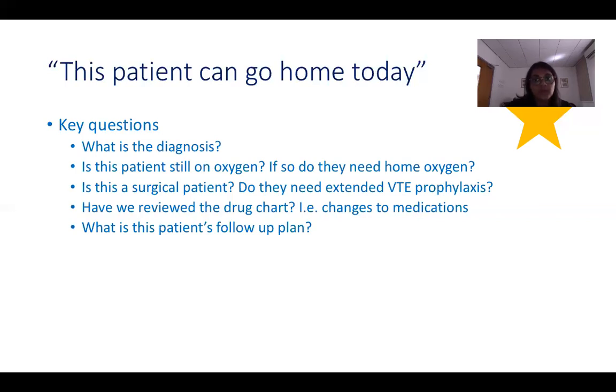What is this patient's follow-up plan? A very quick question to the consultant. Do you want to see them in clinic? Do they need to be seen in clinic? Things like that. And if so, when? So how urgent is the follow-up?